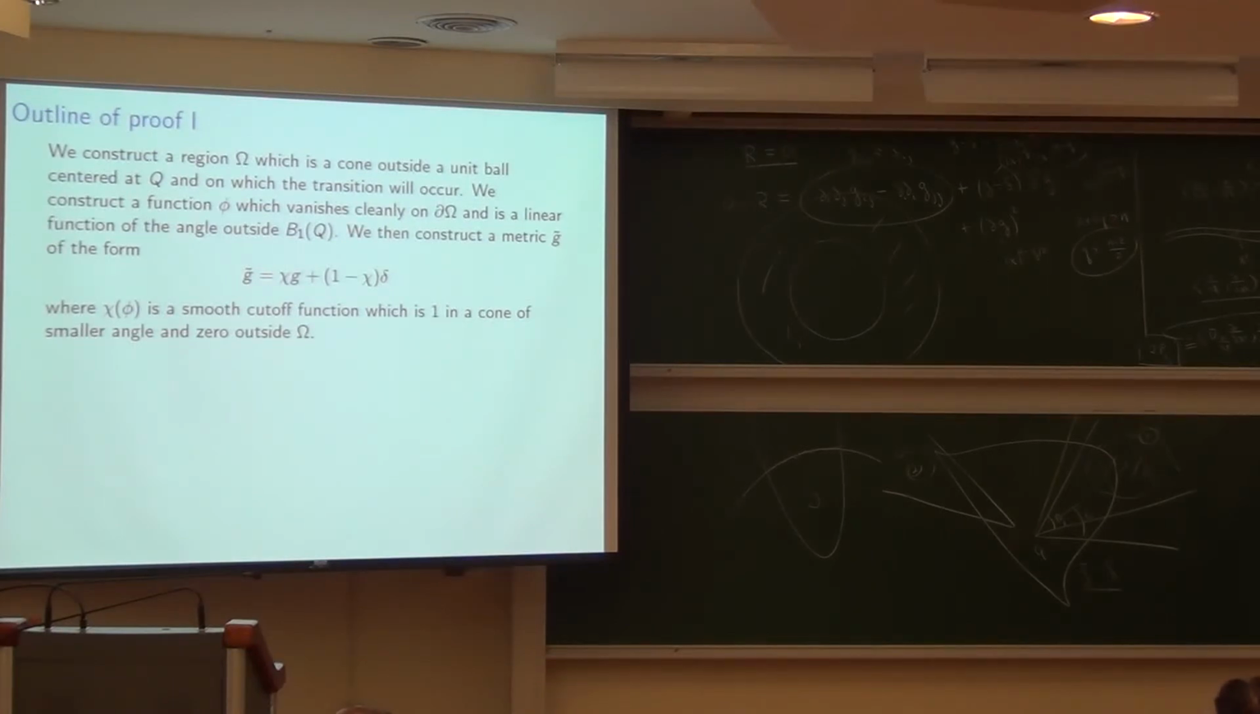So you choose the patching function to be a function of the angle. You can't use the distance to the boundary, because the angle function has appropriate decay when you differentiate it. So it's important to use a function of the angle. Chi is just a cutoff function, which is 1 inside the smaller cone and 0 outside the larger one.